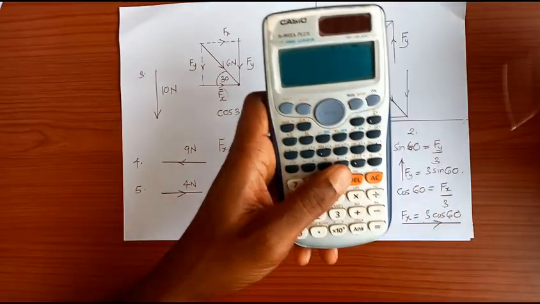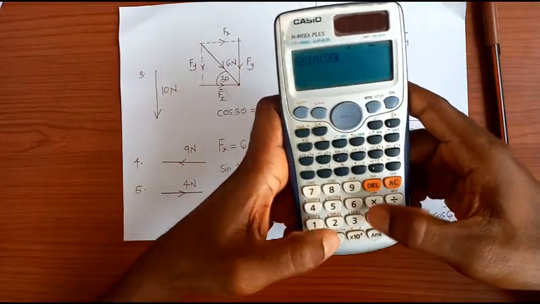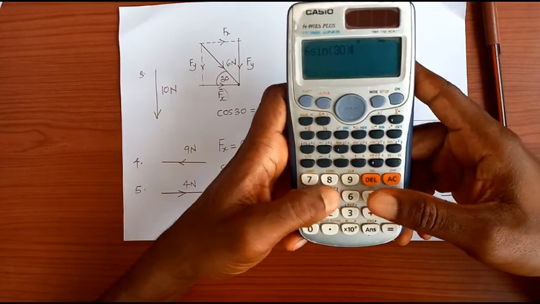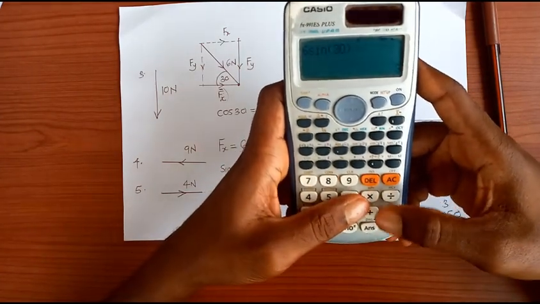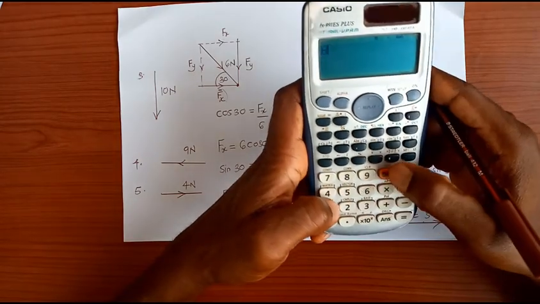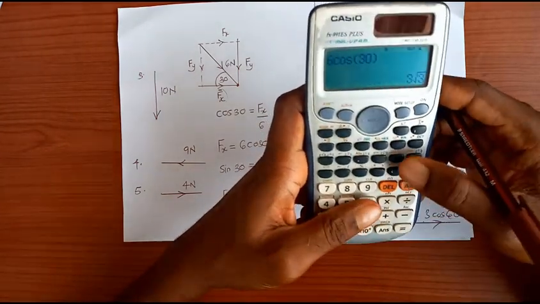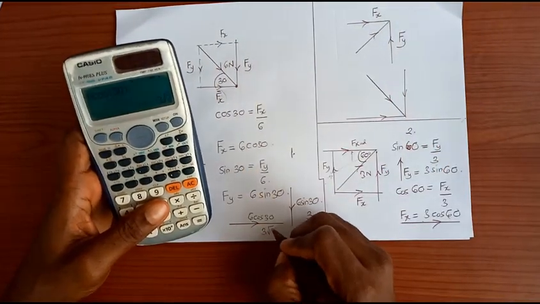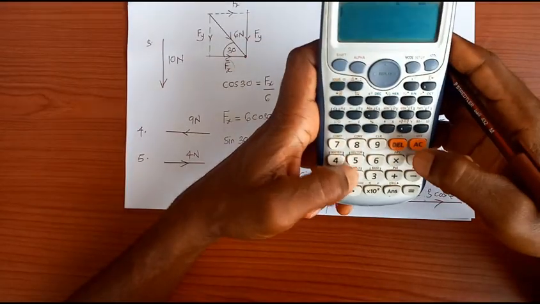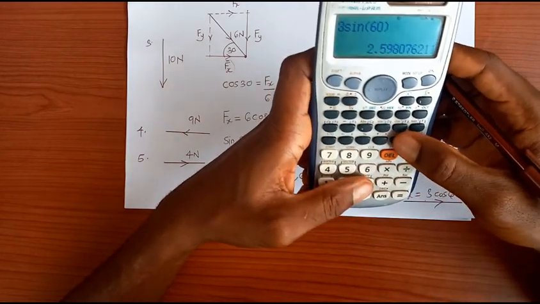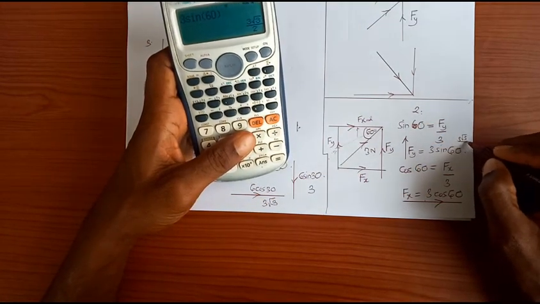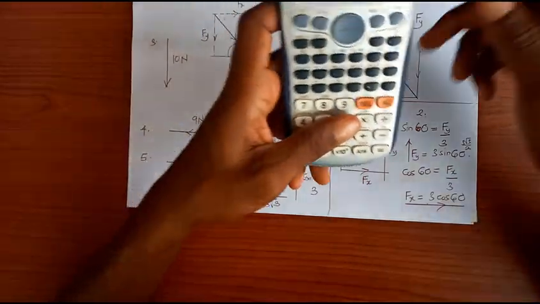So what will it be? Let's take our calculator. 6 sine 30. I know you can't see what I'm doing, everything here is wiped off, but I can see. 6 sine 30. What do we have? 3. Then 6 cos 30 is 3 root 3. Then we go to our second part, 3 sine 60. That's 3 root 3 on 2. Then 3 cos 60.